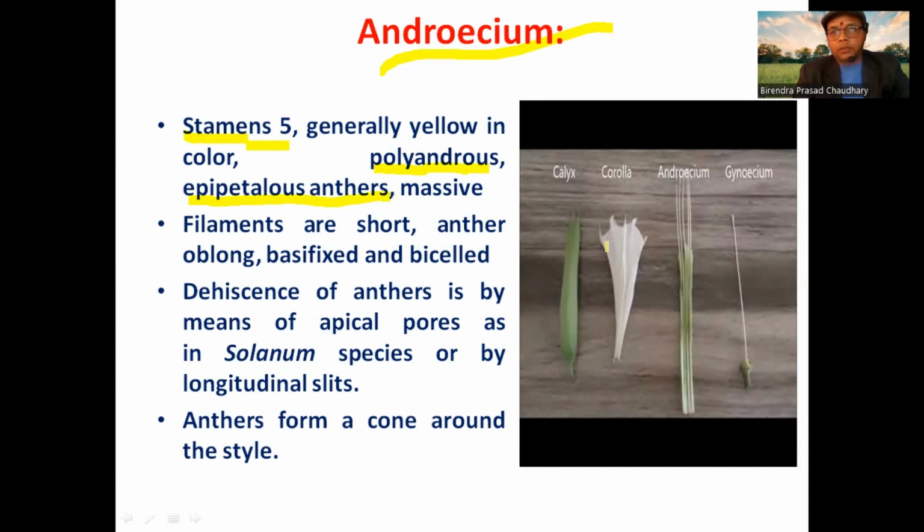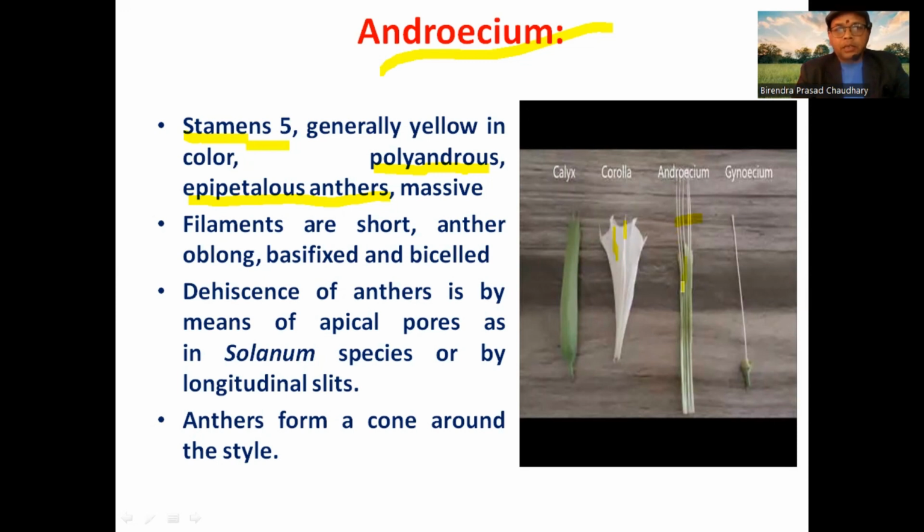Like you see this corolla, and this middle part you are looking at, these are the androecium, the stamens. So the stamens are fused to the petals. So they are called epipetalous. If the anthers are fused with petals, they are called epipetalous. So what type of anthers are found here? Epipetalous anthers.